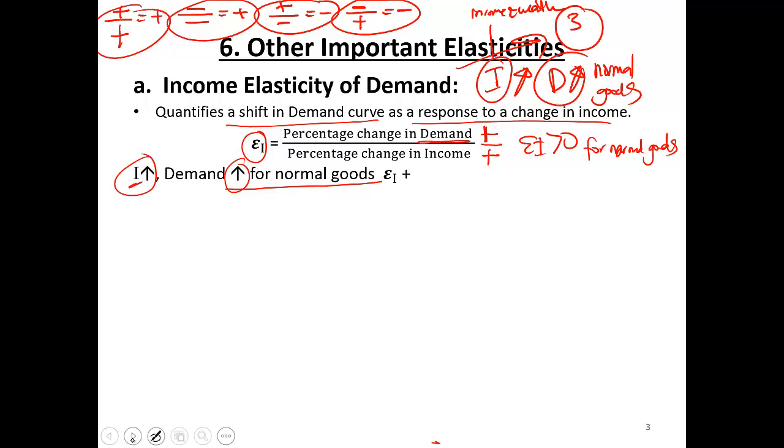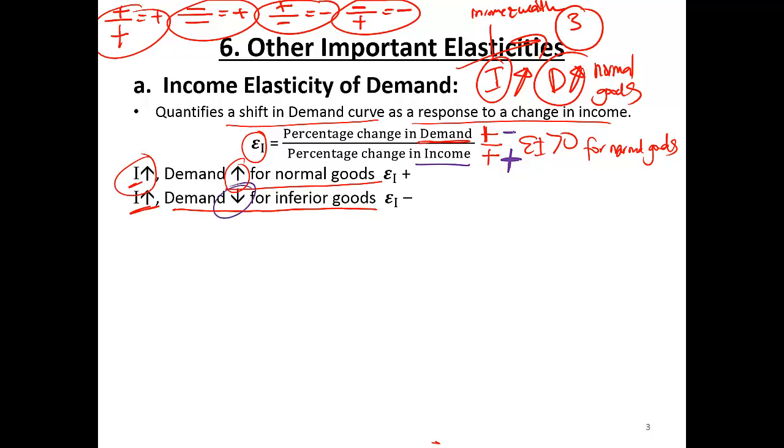So how about inferior goods? Income goes up, demand goes down for inferior goods. Percentage change in income: your income is going up, it's a positive change. Demand is going down, it's a negative change, it's a decrease, right? So negative divided by positive number. Income elasticity of demand is negative for inferior goods.